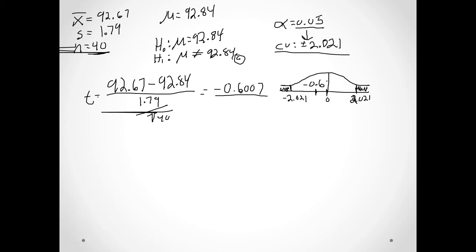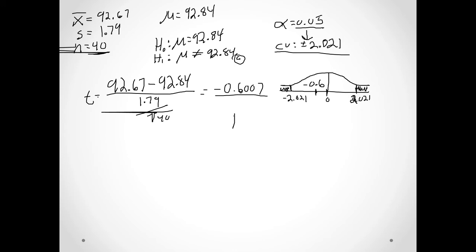Okay. Well, it looks like my test stat, my negative 0.6, is firmly inside my fail to reject region, right? My rejection region is these shaded areas there. If it was less than negative 2.02 or more than positive 2.02, then we'd be in the rejection region. But right now I'm sitting squarely in the okay area. So this test stat is not extreme enough to warrant rejection.